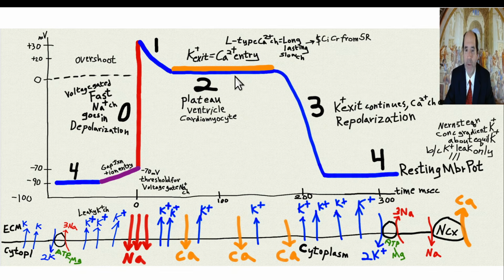Then here you're running the plateau phase, phase 2 of the action potential, where you've got an equal amount of calcium entering the cell and potassium exiting. Everything is color-coded. Red is for sodium, like the sodium channels you can see down here entering the cytoplasm. Again, this is extracellular matrix. Orange is for calcium, blue is for potassium. Then the calcium channels close, and you just have continued potassium exit in the blue, and that's phase 3. Then you end up at your resting membrane potential, phase 4.